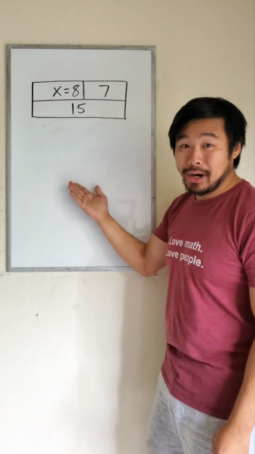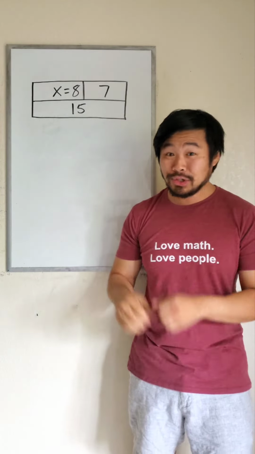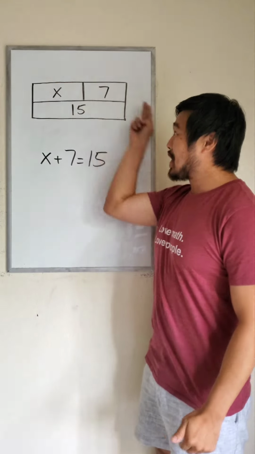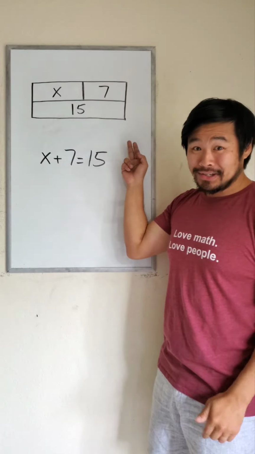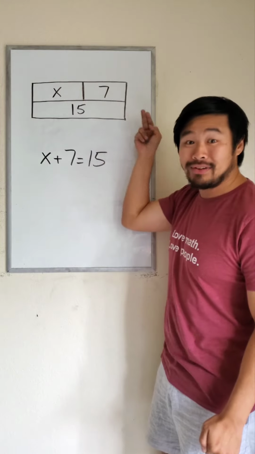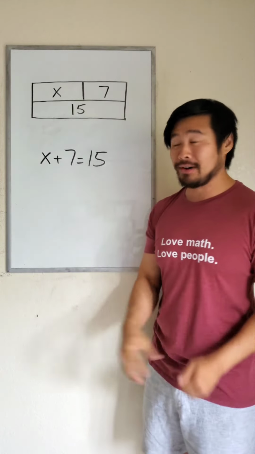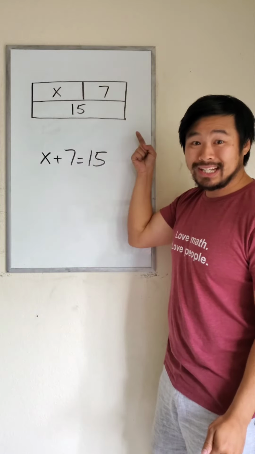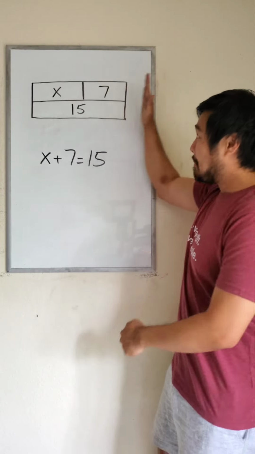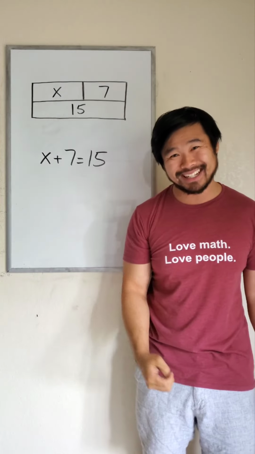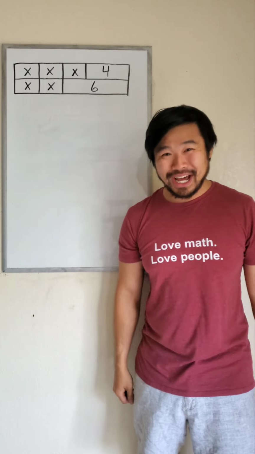Now, I love using bar models or tape diagrams to introduce one-step and two-step linear equations. You see, the top and the bottom are the same size, so we could write this as x plus 7 equals 15. Now, some of you may have solved this by asking yourself, what plus 7 equals 15? And others may have solved this by subtracting 7 from both the top and the bottom to see that x equals 8. Alright, let's do another one.